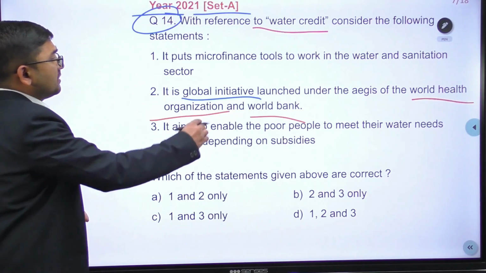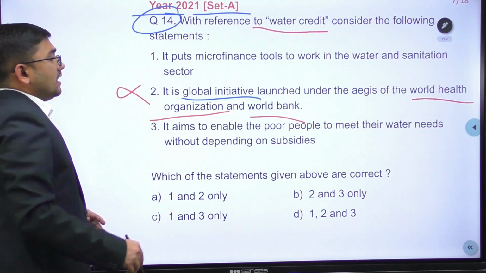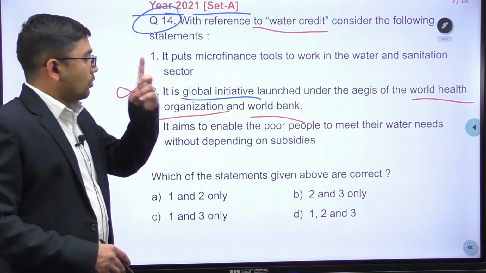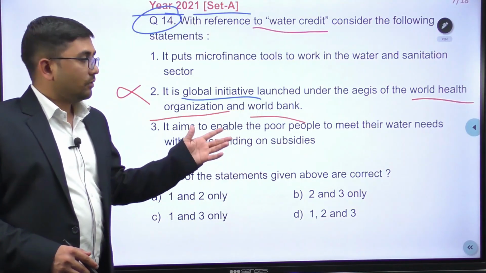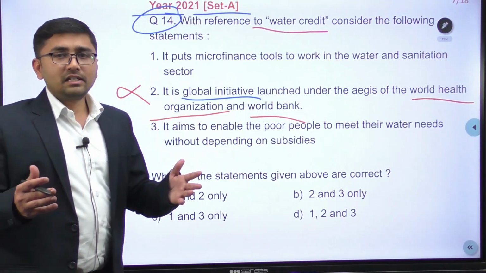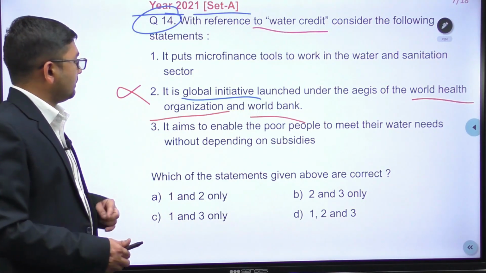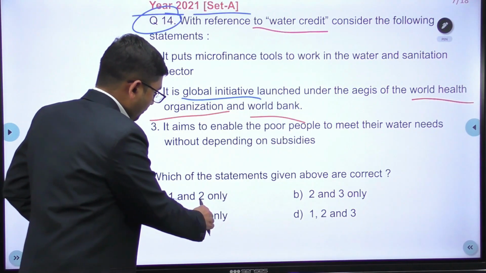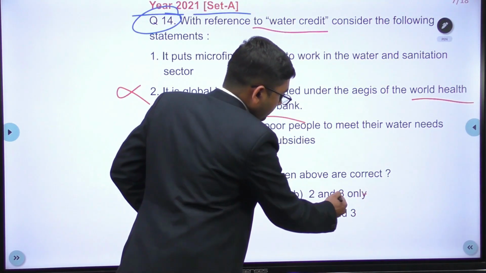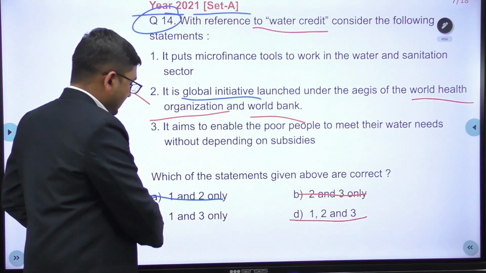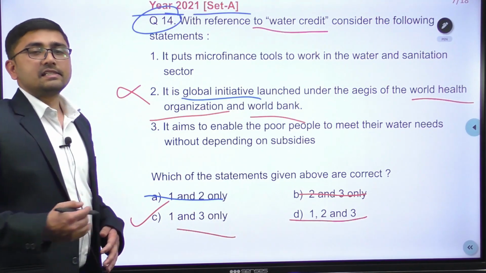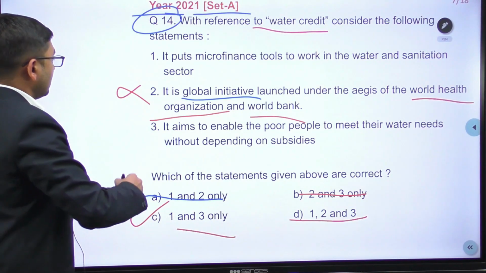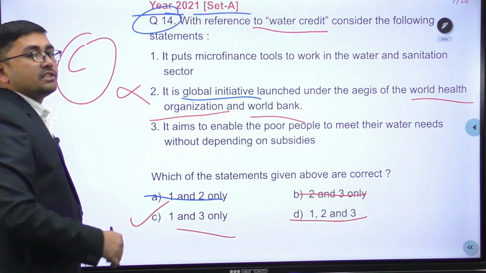Even so, how can you solve this question? Look here. The second statement is a red flag for you. Two organizations are given here, WHO and World Bank, multi-stakeholders, you are going to learn. If you eliminate the second statement, you can eliminate option A, option B, and option D. Straight away you will come to your answer, that is C, 1 and 3 only. That is C, C for Chennai.